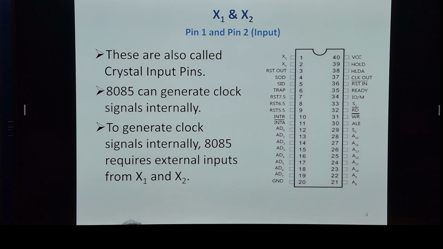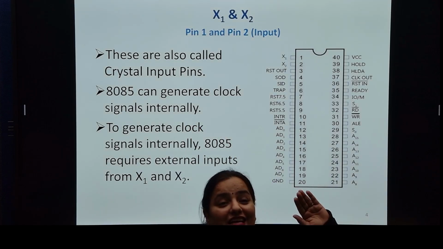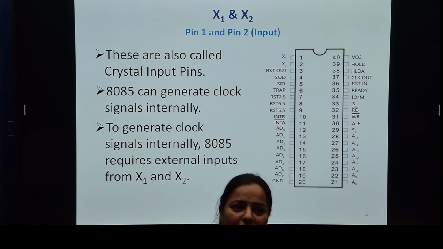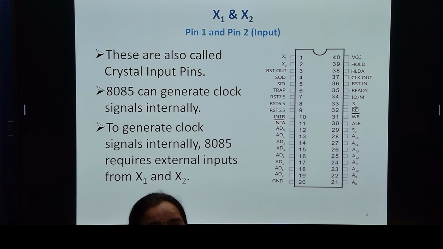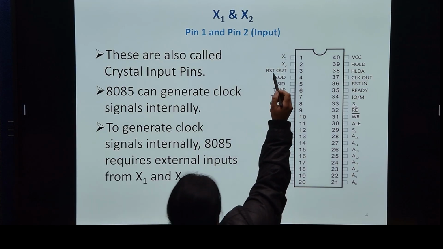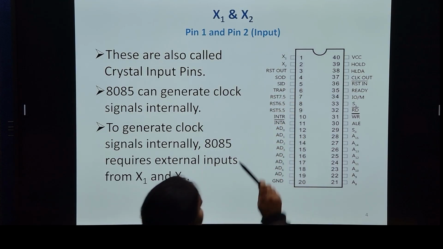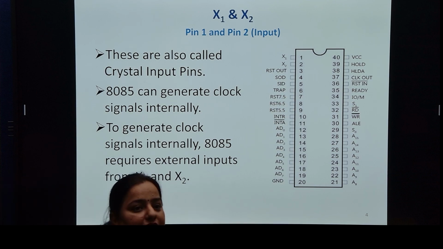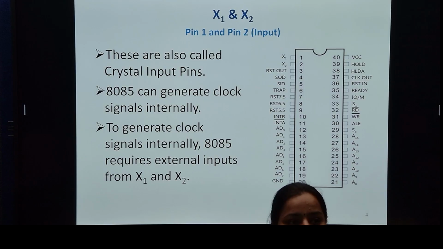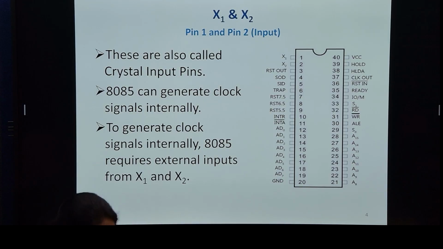So starting with pin number 1 and pin number 2. As I said, pin number 1 and pin number 2 are crystal input pins. Crystal input pin means every device or every IC, like the microprocessor, requires a frequency. So in the 8085 microprocessor, these two pins are used for providing the frequency. The 8085 microprocessor has a frequency from 3 to 5 megahertz.